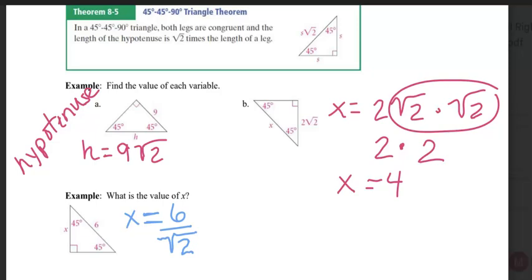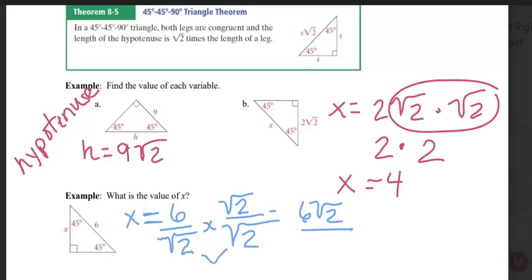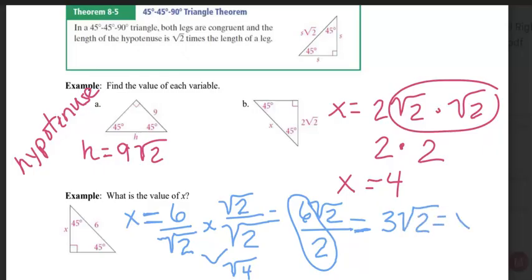Now, I'm not sure if you knew this before or not, but you're not allowed to have a radical sign in the denominator. So in order to get rid of it, we multiply top and bottom by whatever radical is in the denominator. Remember, when you multiply a square root by a square root, you just get what was inside. So here you'd have 6 square root of 2 all over square root of 4, which is just 2. Now we have 6 over 2, which can be reduced: 6 divided by 2 is 3. So 3 square root of 2 is equal to x.